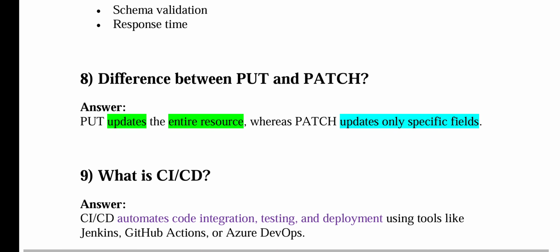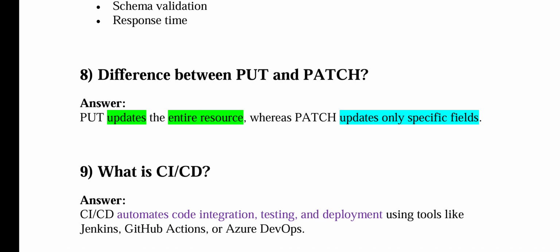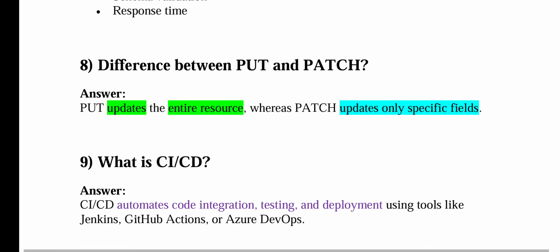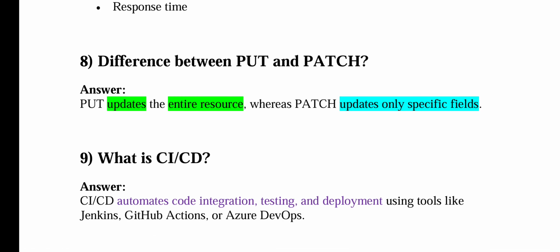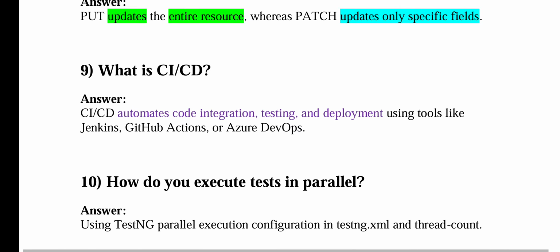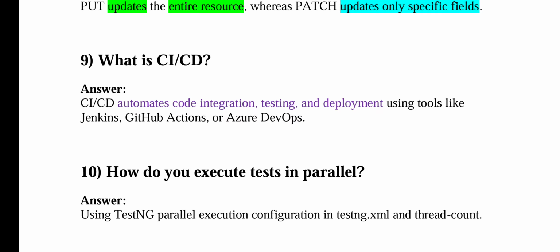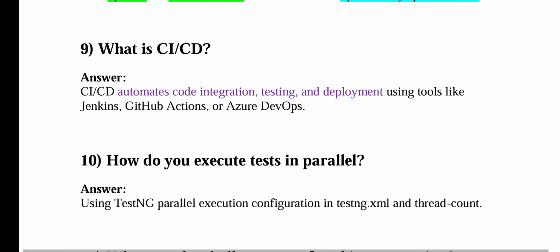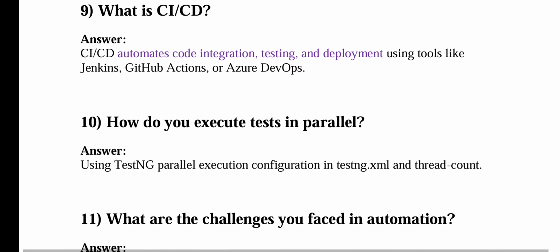The next question goes like, what is the difference between PUT and PATCH? PUT updates the entire resource, whereas PATCH updates only the specific fields. Okay, and what is CI/CD? CI/CD automates code integration, testing, and deployment using tools like Jenkins, GitHub Actions, or Azure DevOps.